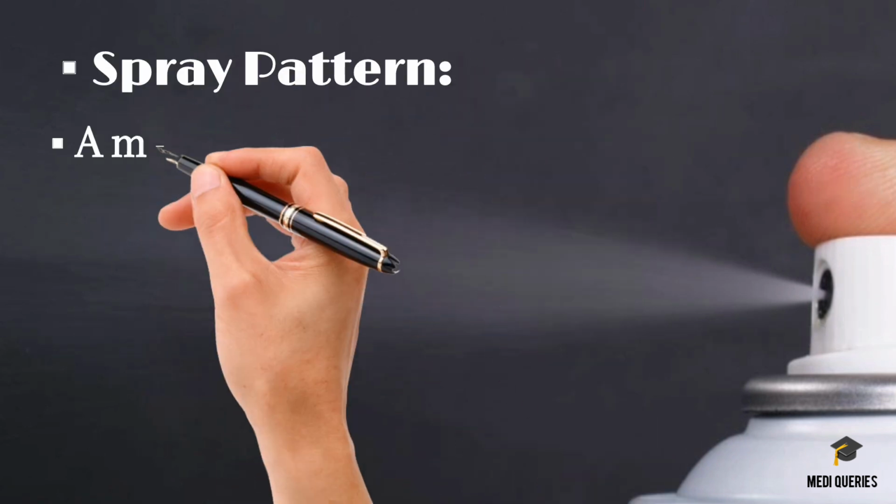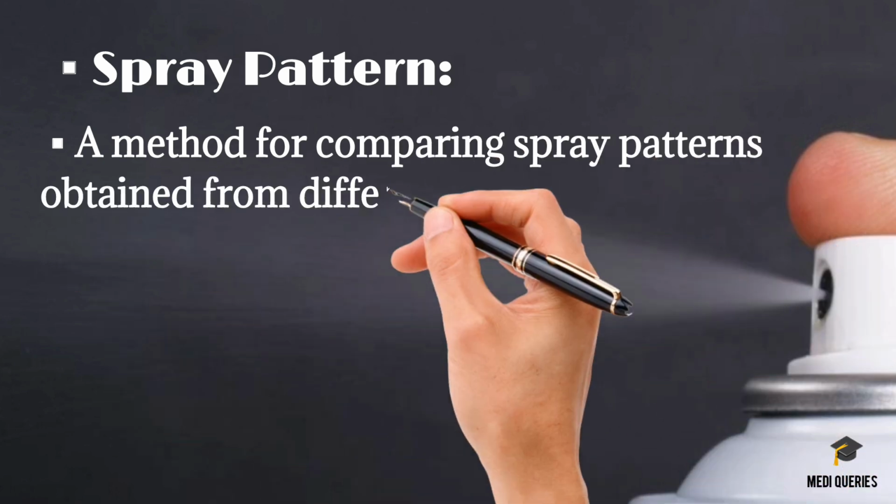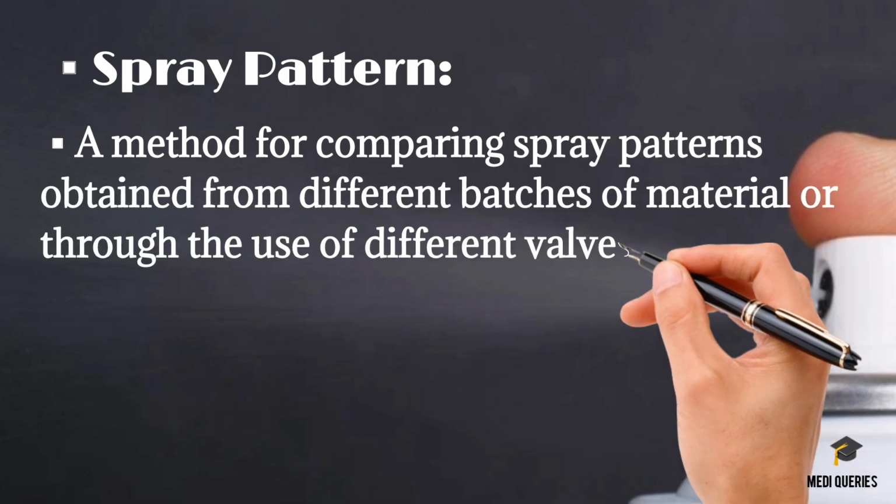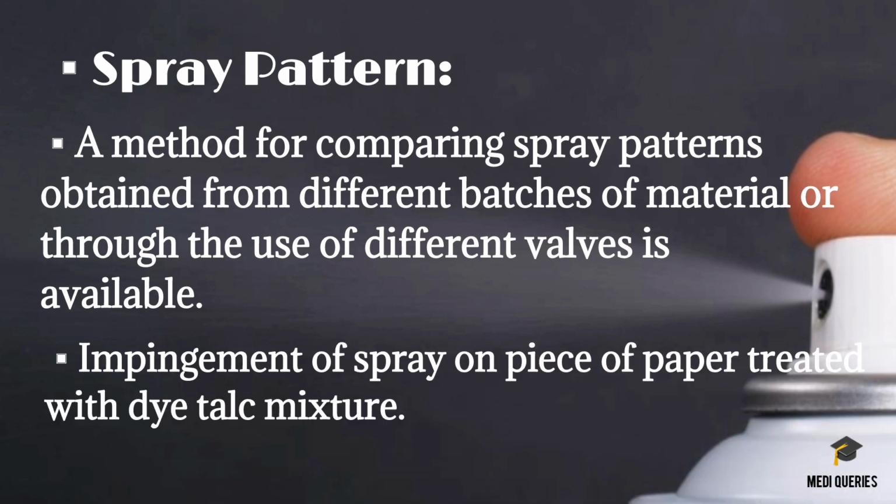And the next test is the spray pattern. A method for comparing the spray pattern obtained from different batches of materials or through the use of different valves is available. The method is based on the impingement of the spray on a piece of paper that has been treated with a dye-talc mixture. Depending on the nature of the aerosol, an oil-soluble or water-soluble dye is used. The particles that strike the paper cause the dye to go into solution and to be absorbed on the paper. This gives a record of the spray which can be used for comparison purposes.